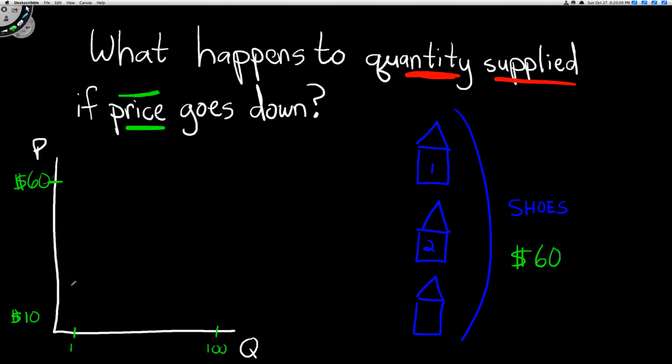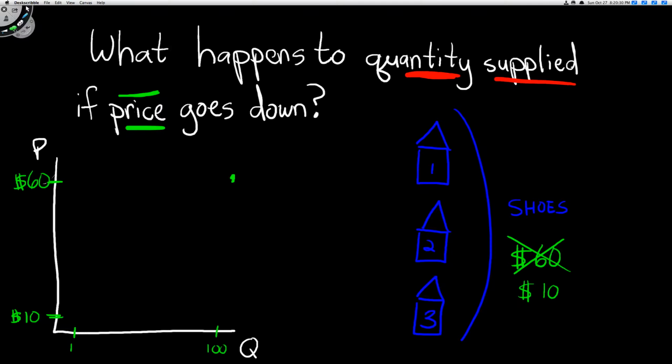So when the price is way up here at like $60, they're going to want to make a whole bunch of shoes, like 100 shoes. So that's why I put the point up there. However, let's say that instead of $60, they dropped the price of shoes to $10.